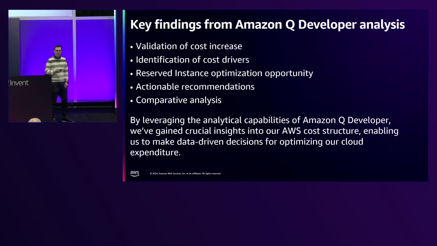So what could we achieve? Quite a lot. First, we could validate that we had a cost increase. We know the exact numbers. We could identify that the issue is related to EC2. What kind of EC2 instances were we affected? And we can now make actionable stuff, what we should do.